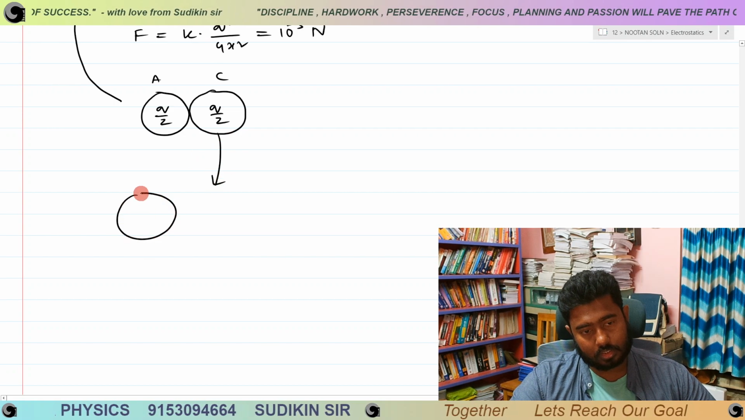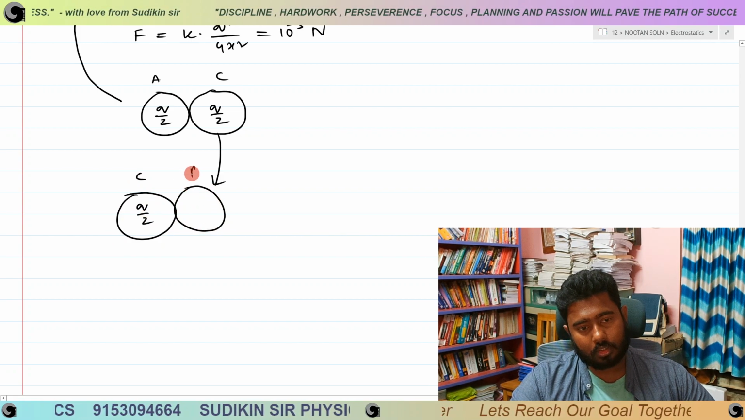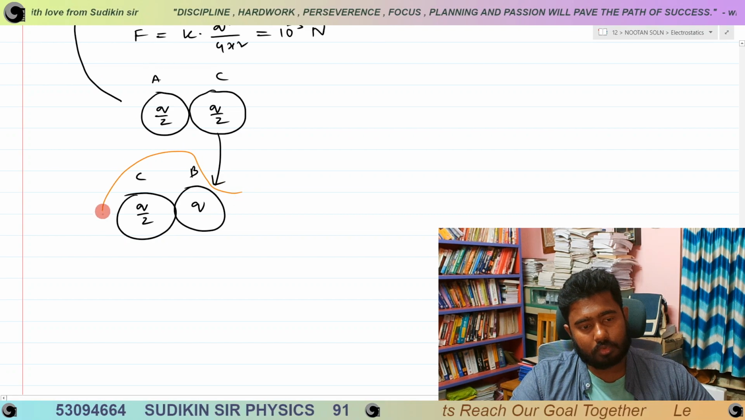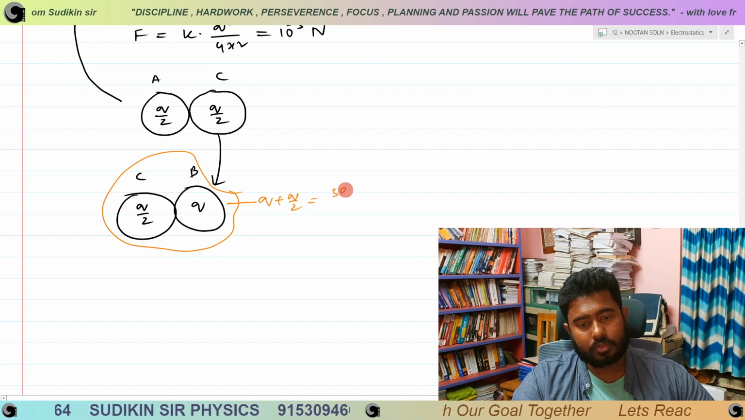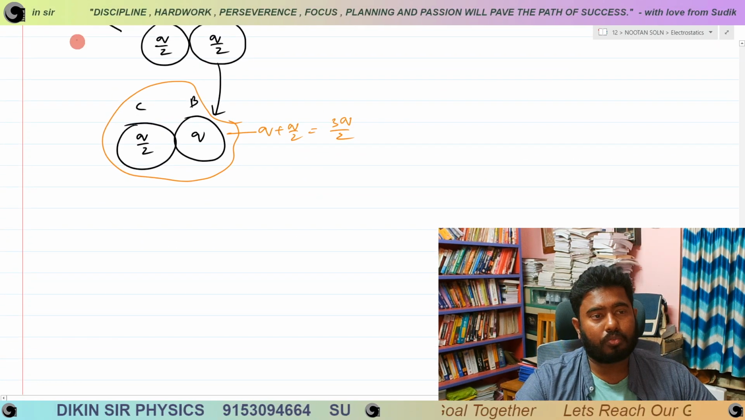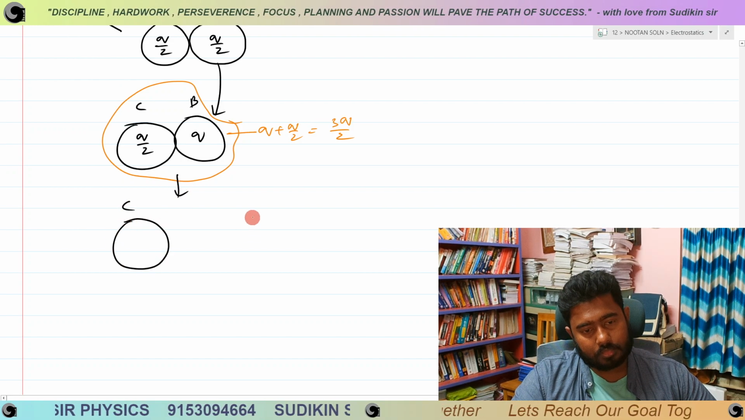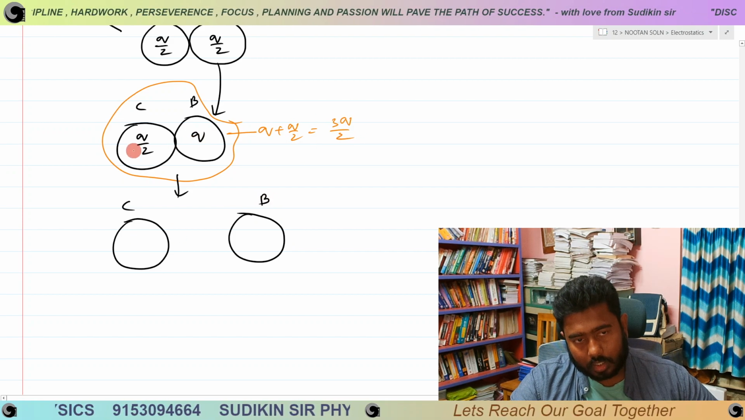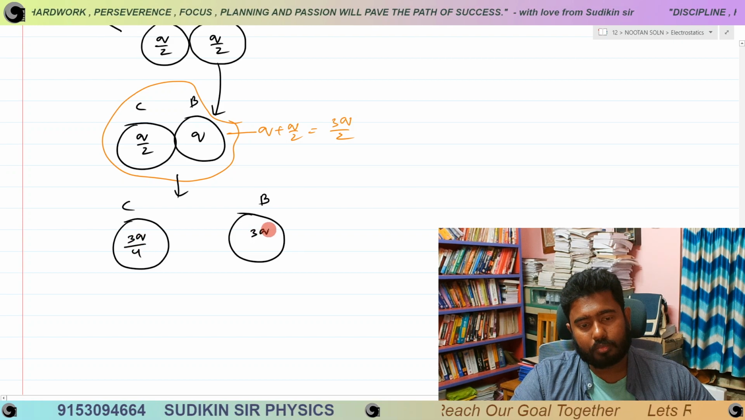So if this is C, previously this was q by 2, and we are touching it with B, which has q. In this case the net charge that we will get will be q plus q by 2, that will be 3q by 2. Now if we separate them out, it will be divided into two parts. So if we separate them out again, and this becomes C and this one is B, this will be equally divided, so that is 3q by 4 here, and this one will also be 3q by 4.